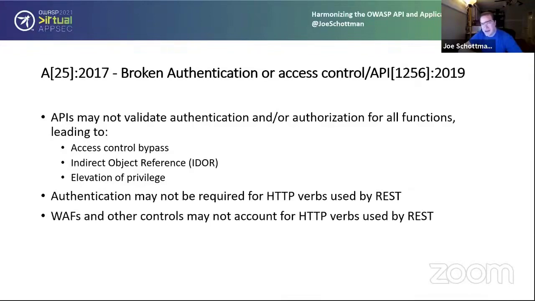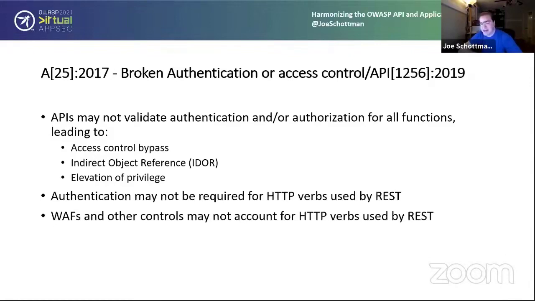Then you can also do elevation of privilege, where it may be checking to see if the user has authorization to access the app, but may not be checking to see if there's specific authorization to use that function. So you can get in with user level access, then jump up to an admin using this.